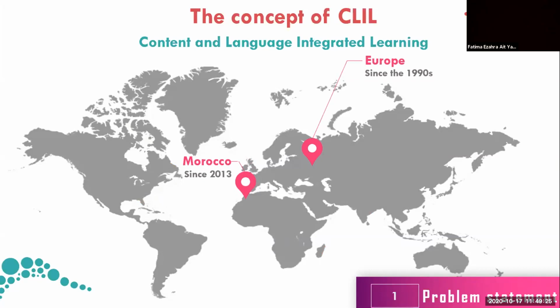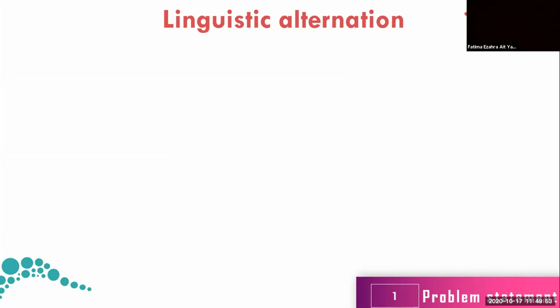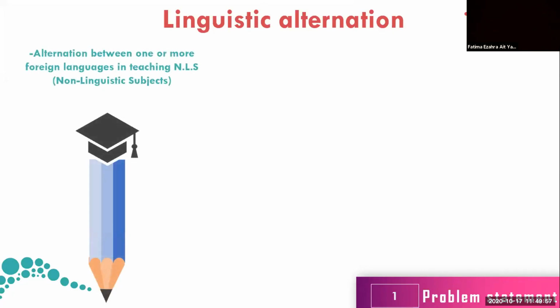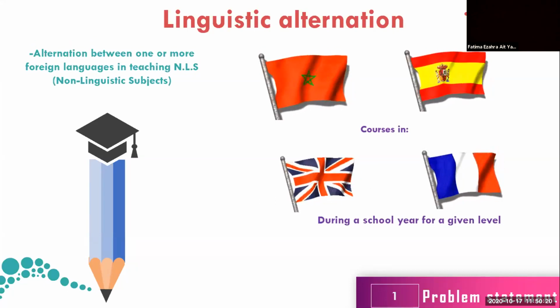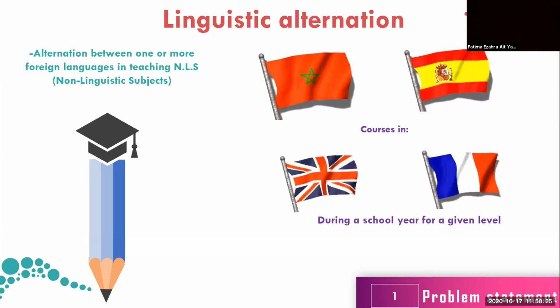In fact, the reflection of teaching a subject in a foreign language has developed throughout Europe, particularly since the 1990s, through the concept of CLIL, which means Content and Language Integrated Learning. And now it is adopted in Morocco under a pedagogical tool called the linguistic alternation. The linguistic alternation is an alternation between one or more foreign languages in teaching NLS, or non-linguistic subjects. According to this concept, during a school year for a given level, we can have courses that are taught in Arabic as the mother tongue, others in French, others in English, and others in Spanish. So it is an interdisciplinary linguistic alternation.